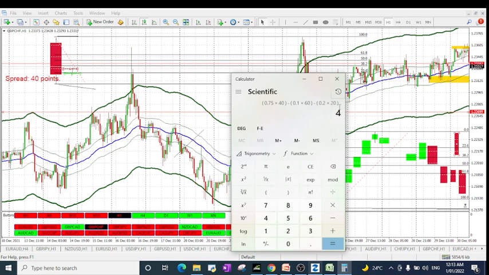So the expected value of this trade is 4 points? Oh, sorry, the expected value of this trade is 20 points. So every time we take this trade, we are making 20 points. 75% of the time, we win 40 points. 10% of the time, we lose 60 points. And 20% of the time, we lose something like 20 points. So we are making roughly about 20 points a trade. That's how we're making money.